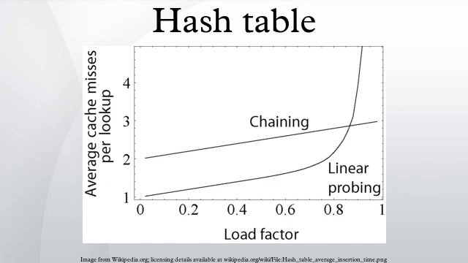Well-known probe sequences include linear probing, in which the interval between probes is fixed; quadratic probing, in which the interval between probes is increased by adding the successive outputs of a quadratic polynomial to the starting value given by the original hash computation; and double hashing, in which the interval between probes is computed by another hash function.